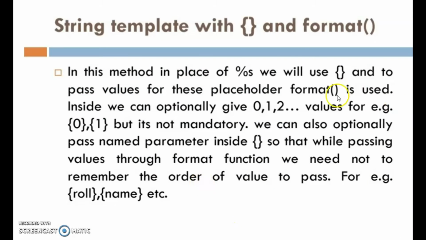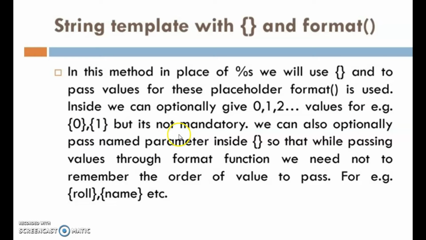String template with braces and format. See, in this method, in place of %s, we will use braces, and to pass values for this placeholder, format is used. To pass values for this placeholder, you can use the format. Inside, we can optionally give 0, 1, 2 values, for example within braces 0, 1.